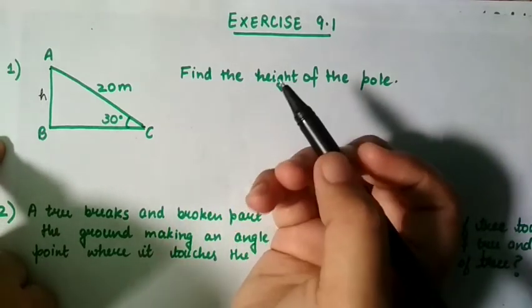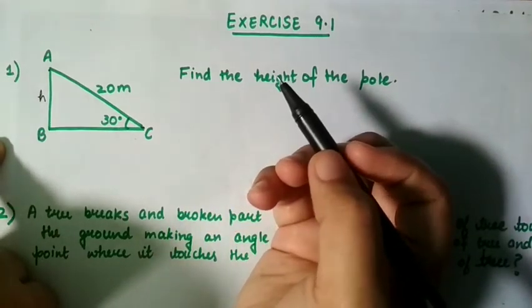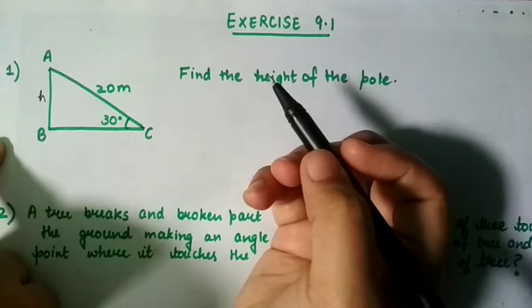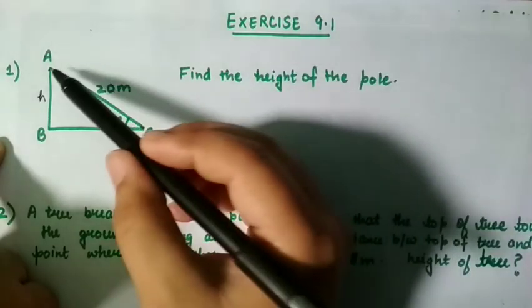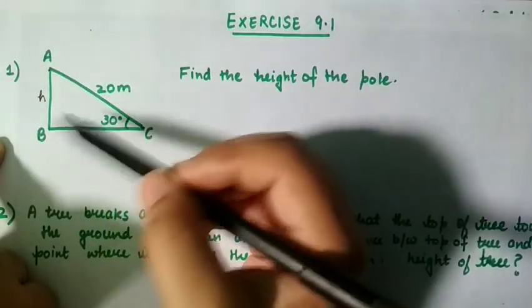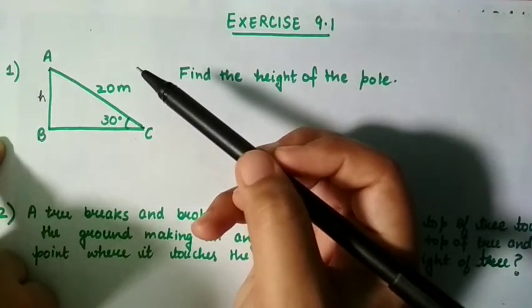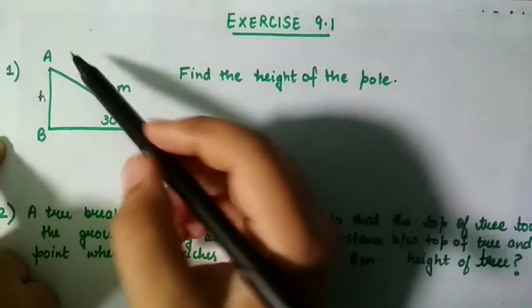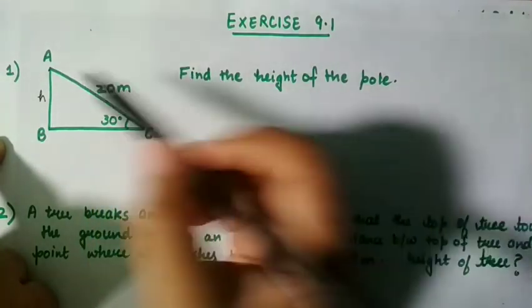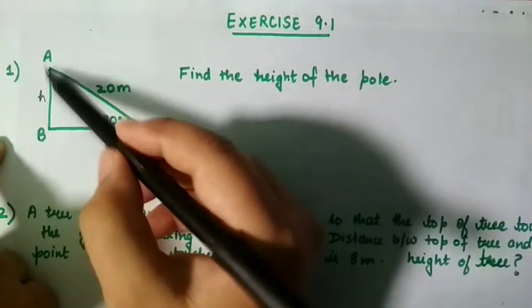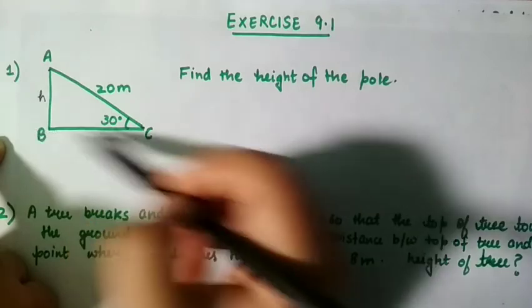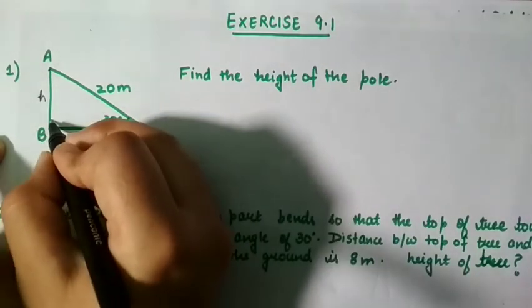Now we have to use trigonometric ratios here. Do you know any trigonometric ratio that gives us a relation between this side and this side? First of all, we have to find out what is hypotenuse, what is base, and what is perpendicular. Now this ABC will be a right angle triangle because the pole is always standing perpendicular to the ground level. So this is 90 degree.